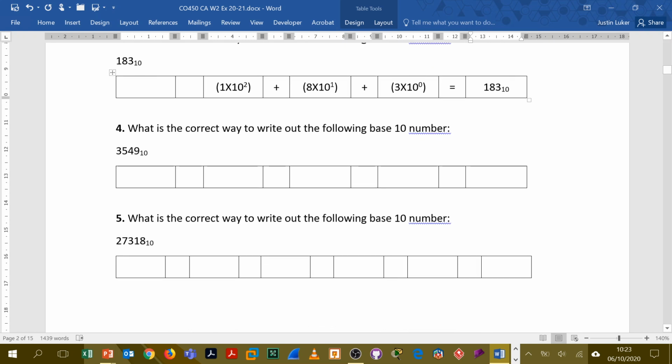So as the numbers get bigger, we start to use higher base powers. So now we've got 3,549. So that brings in 3 of 10 to the 3. So let's do that. So 3 times 10 to the 3.